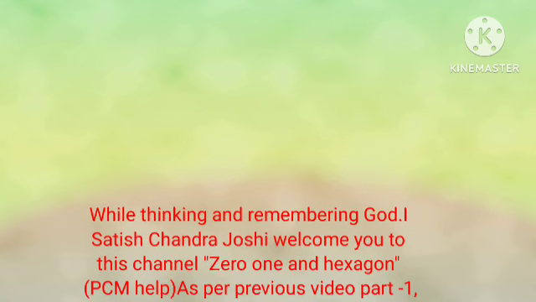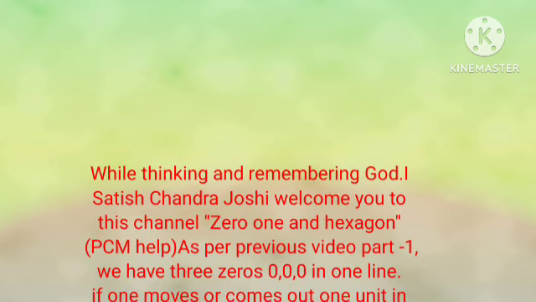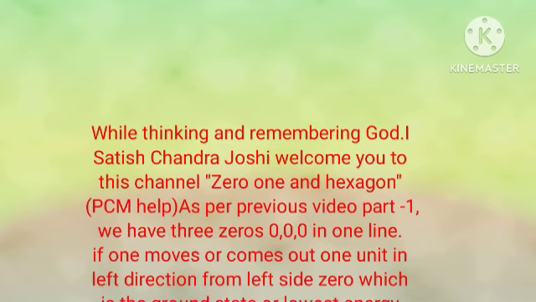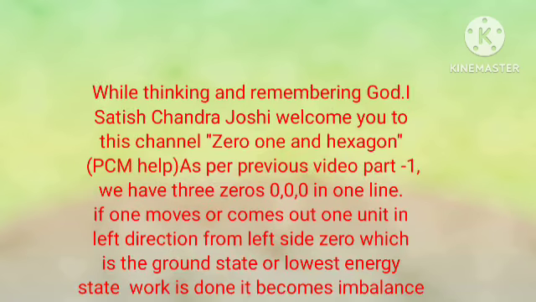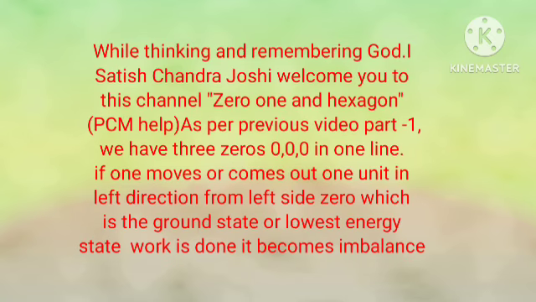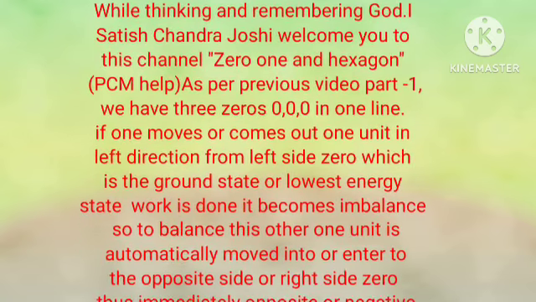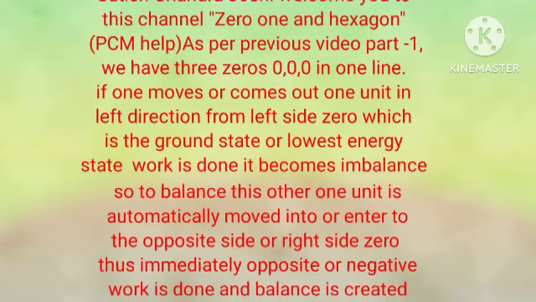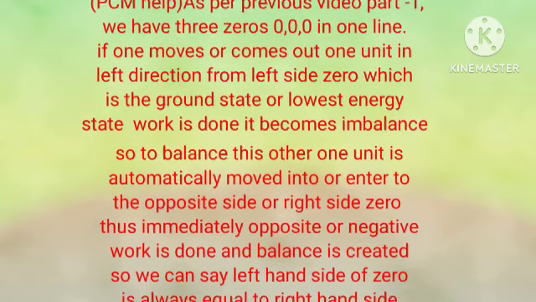Zero, 1 and Hexagon PCM help. As per previous video, part 1, we have three zeros in one line. If one unit moves or comes out in the left direction from the left side 0, which is the ground state or lowest energy state, work is done. It becomes imbalanced. To balance this, another unit automatically moves into or enters the opposite side, the right side 0. Thus immediately opposite or negative work is done and balance is created.